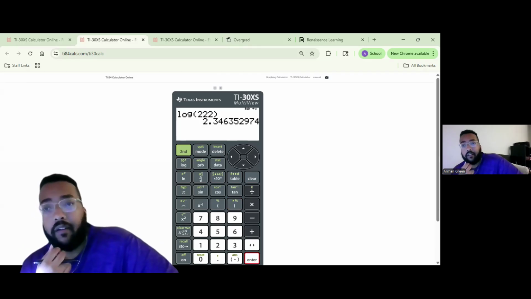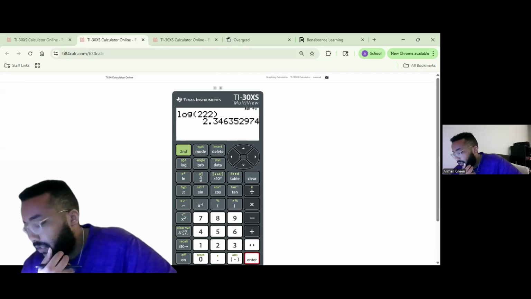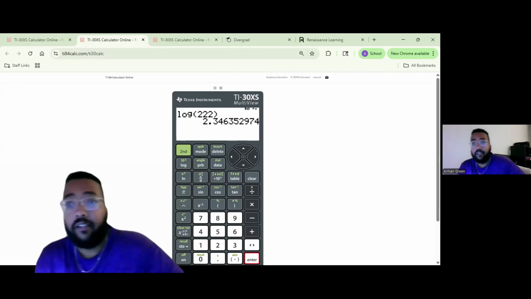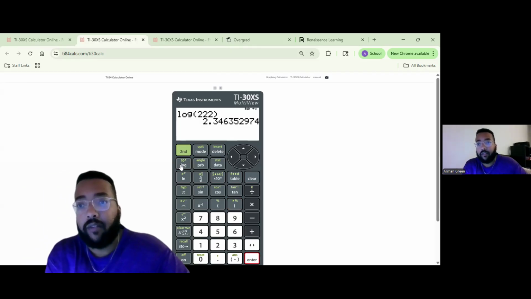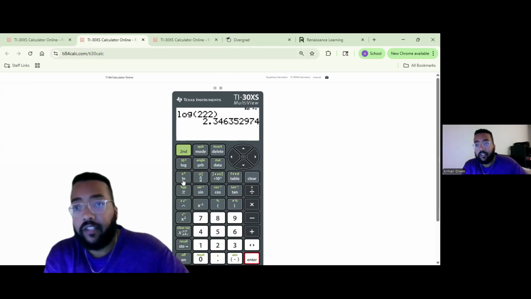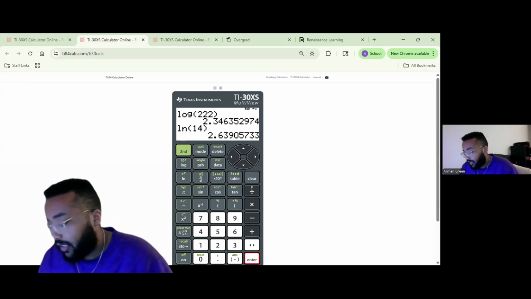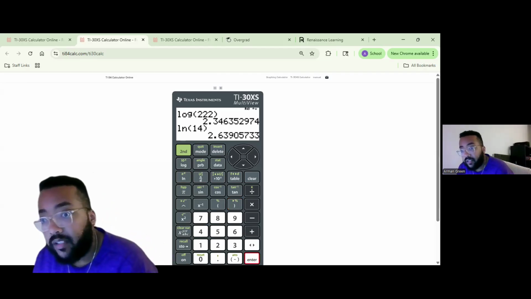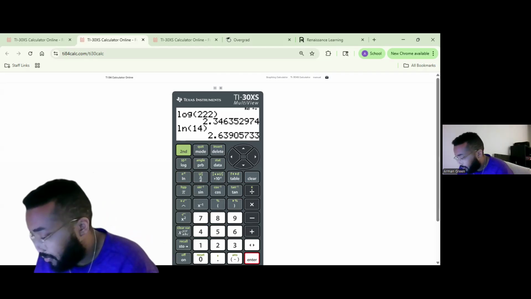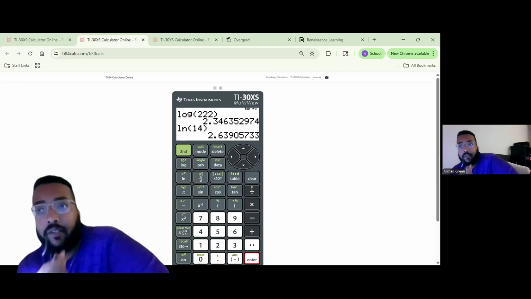So pretty straightforward, all right? Now, the next problem, you had natural log of 14. So same idea, if you look right beneath that, you see natural log, ln, okay? So we're going to use that. We're going to type ln, and then we're going to do 14. Close that out. And if we enter, in this case, we get 2 point, I'm going to round up, we're going to say 2.64. So that's the natural log of 14.